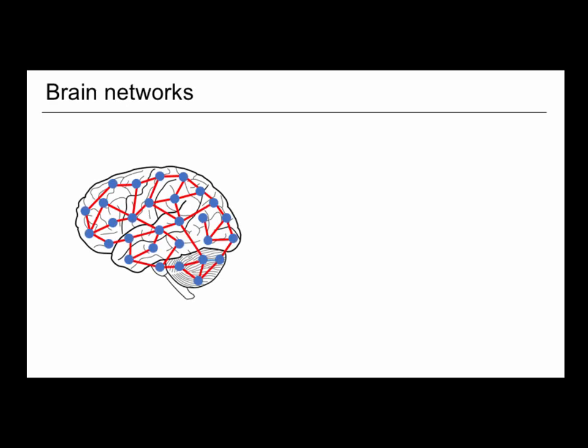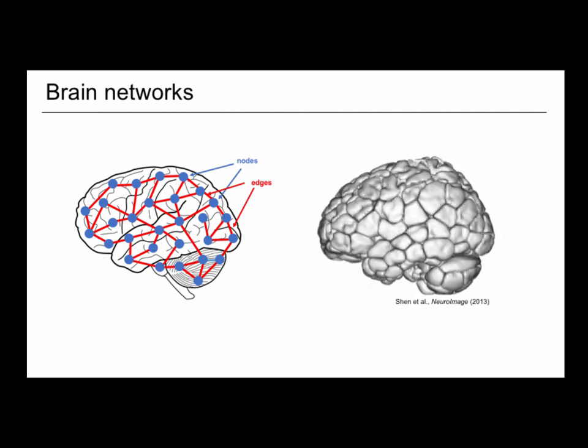And so, again, just a little bit of vocabulary. When we talk about brain networks, we often refer to the regions as nodes, and we refer to the connections between them as edges. So I'll use edges and connections sort of interchangeably. And this is an example of a typical parcellation that we might use. These can take varying resolutions in terms of how many nodes we're using. This one happens to have 268 nodes.